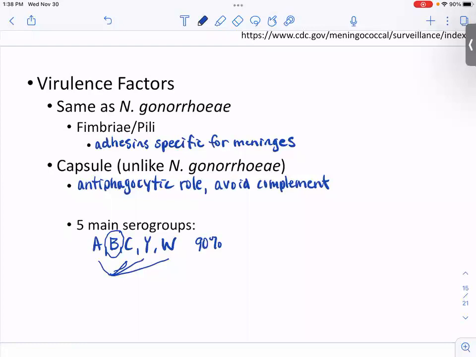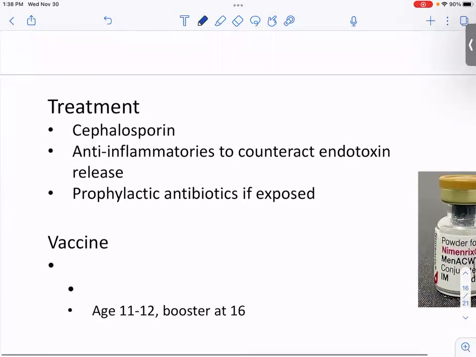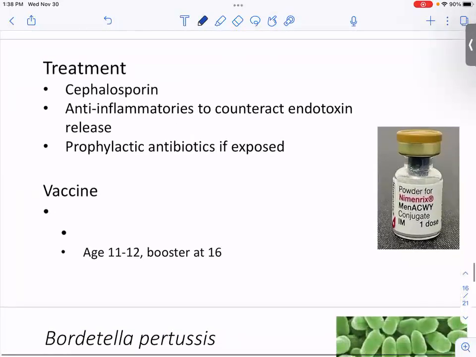So treatment and vaccine, what's recommended right now is a cephalosporin. Remember, the later generation cephalosporins are able to cross that blood-brain barrier. Give the patient anti-inflammatories to try to counteract the endotoxin release. And if somebody is known to be exposed, then they'll take antibiotics just to try to ward it off, again, because it is so serious.